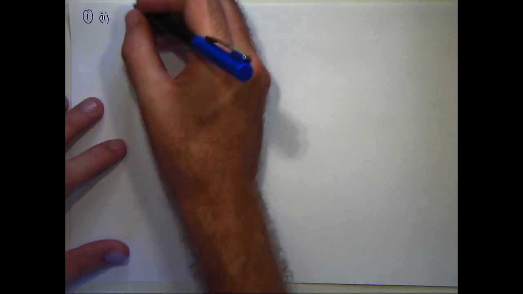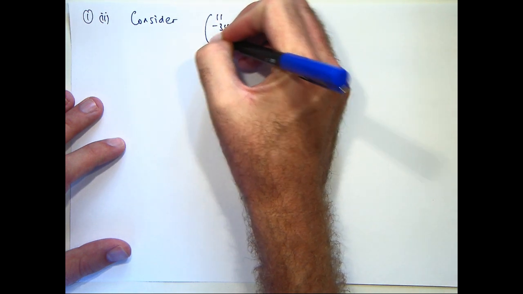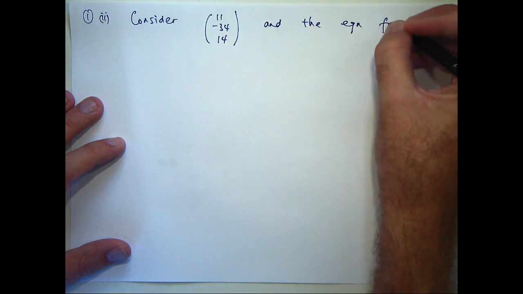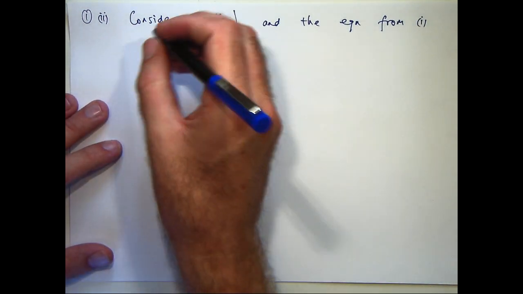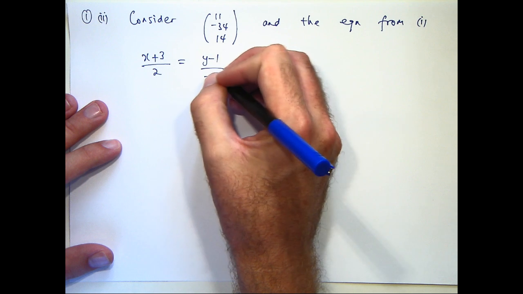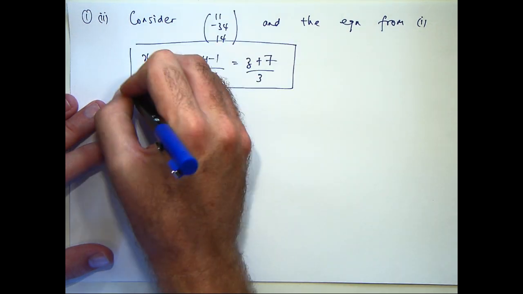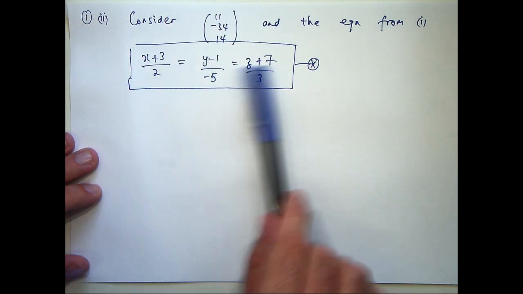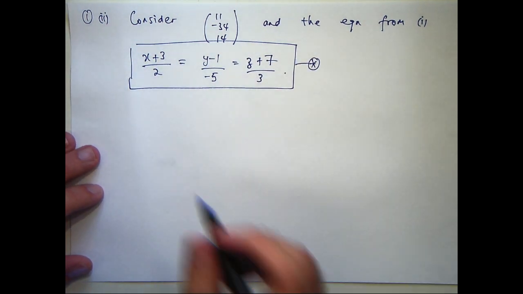Here we are asked to consider the following point. And we're asked to determine whether or not this point lies on the equation of the line from part I. Okay, so all we're going to do is substitute each component into each side of the middle expression here, and then see if we have equality.